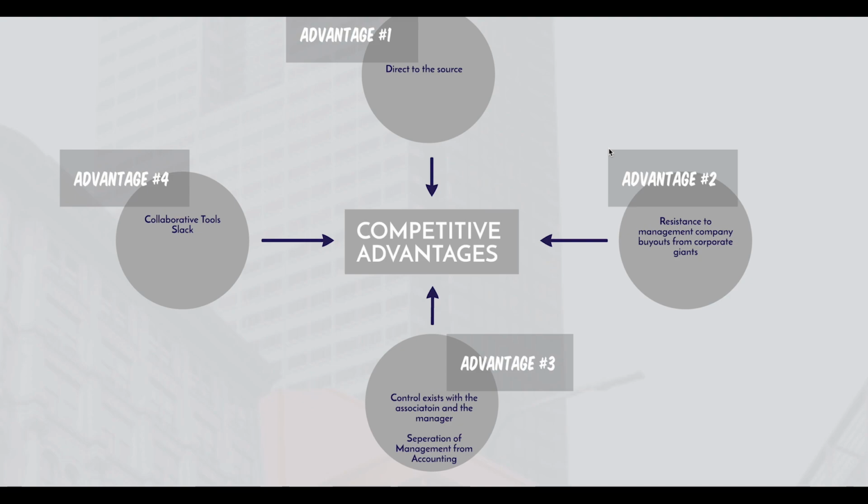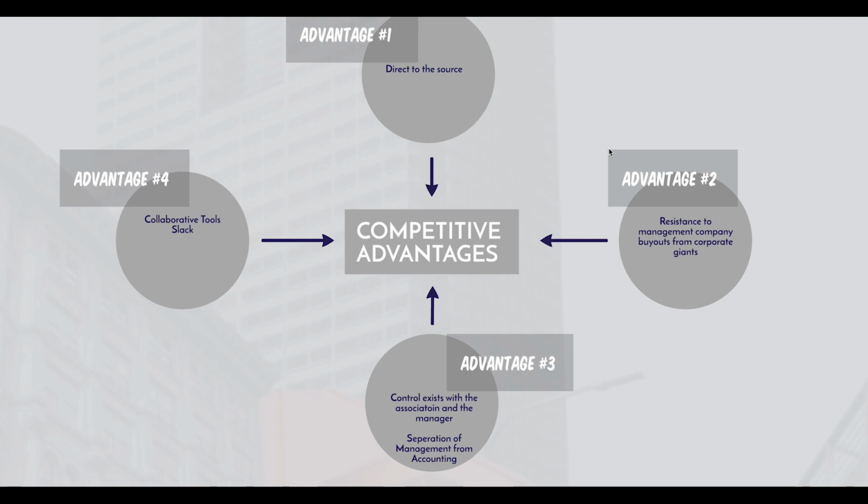All right, so what are some competitive advantages? Number one, direct to the source. Managers get to look at and choose communities. They get to choose the number of communities that they think that they can successfully manage. And on the flip side of that, the associations get to look at the managers directly, choose who it is that is managing their community association, and negotiate with them specifically. So it's direct to the source.